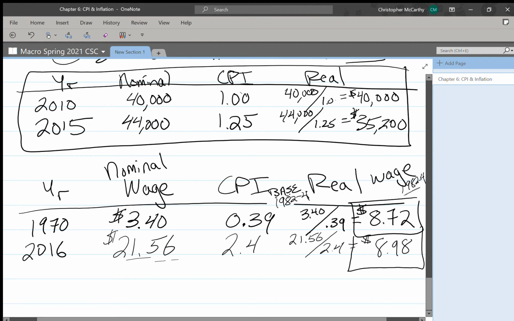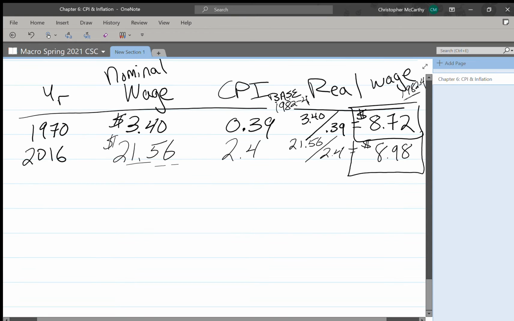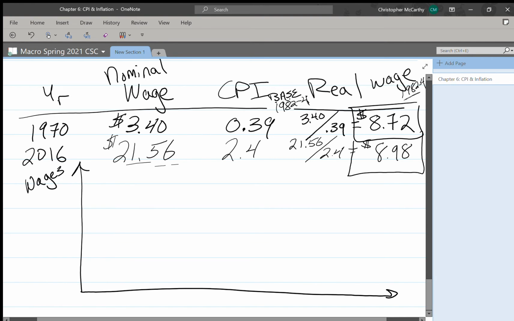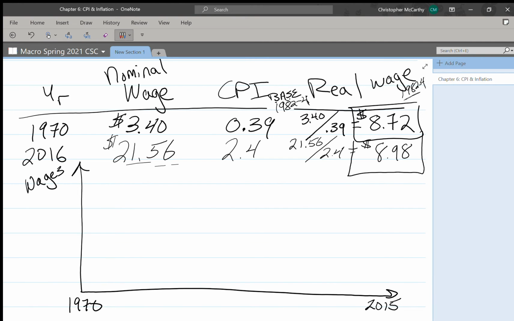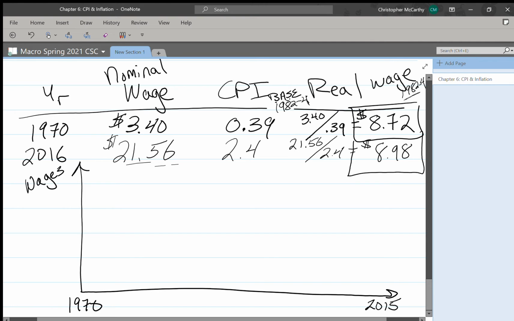And there's this great chart in the book that talks about how the real wage has stayed pretty stagnant despite the nominal wage increasing. So when we look at wages, and we start at 1970 and go to 2015, the real wage has really stayed in between this $8 to $10 range, while the nominal one starts out around $3 and goes all the way up to, like I said, $22.